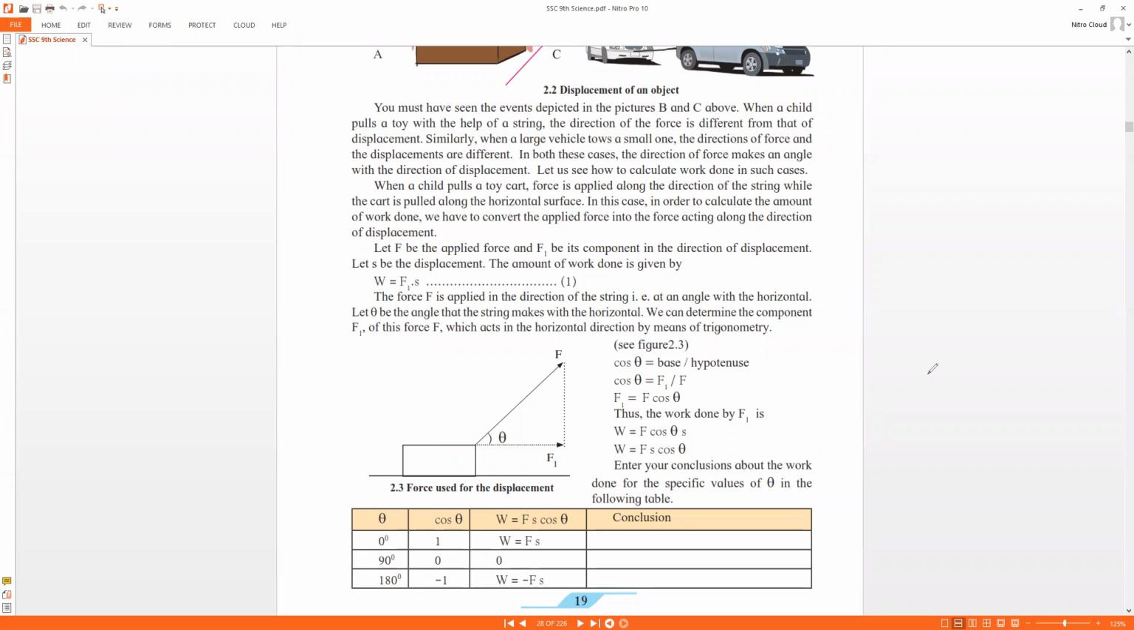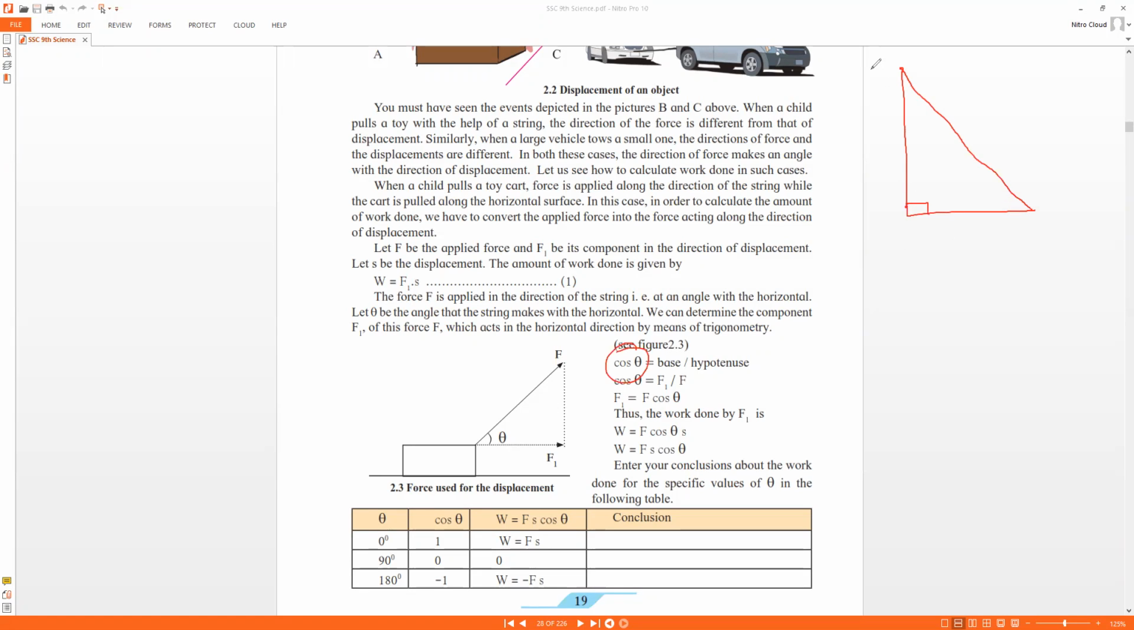Trigonometry is a branch of mathematics which deals with the relationship of angles and sides of a right angle triangle. That is trigonometry. Simply put, we need only one trigonometric ratio. There are 6 trigonometric ratios, but we are going to use only one. So I will tell you only that, so there is no confusion.